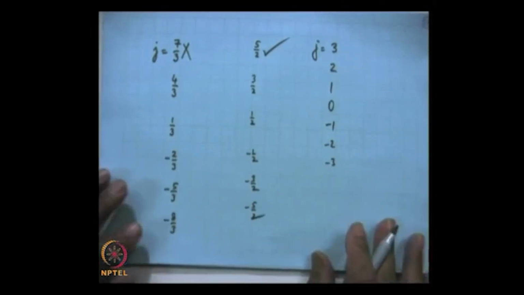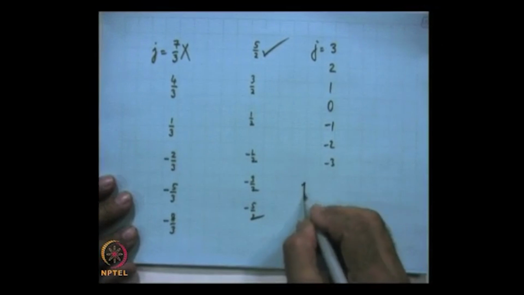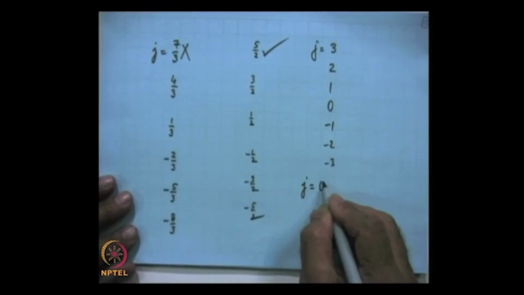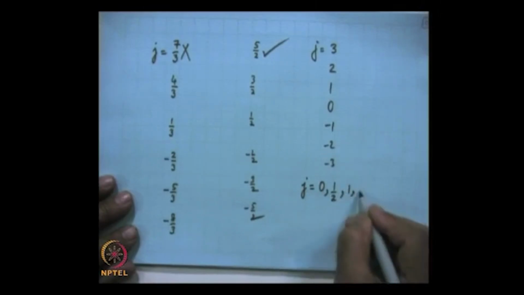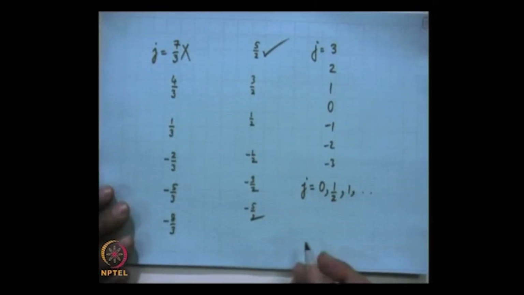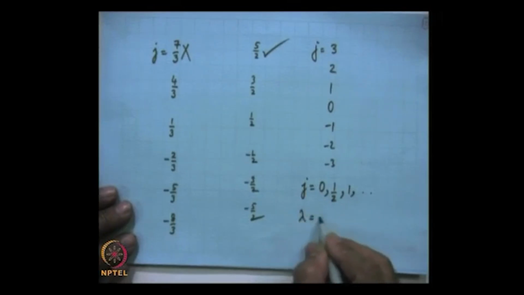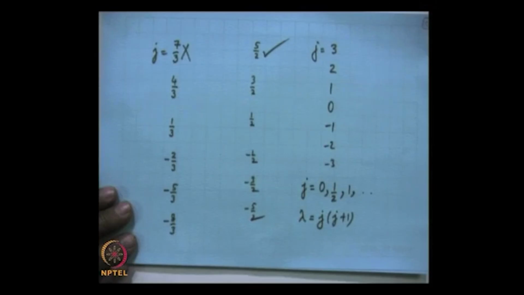So, we get the result that the value of j can only take 0, half, 1, and so on, and lambda is equal to j into j plus 1. These are the eigenvalues of the j square operator.